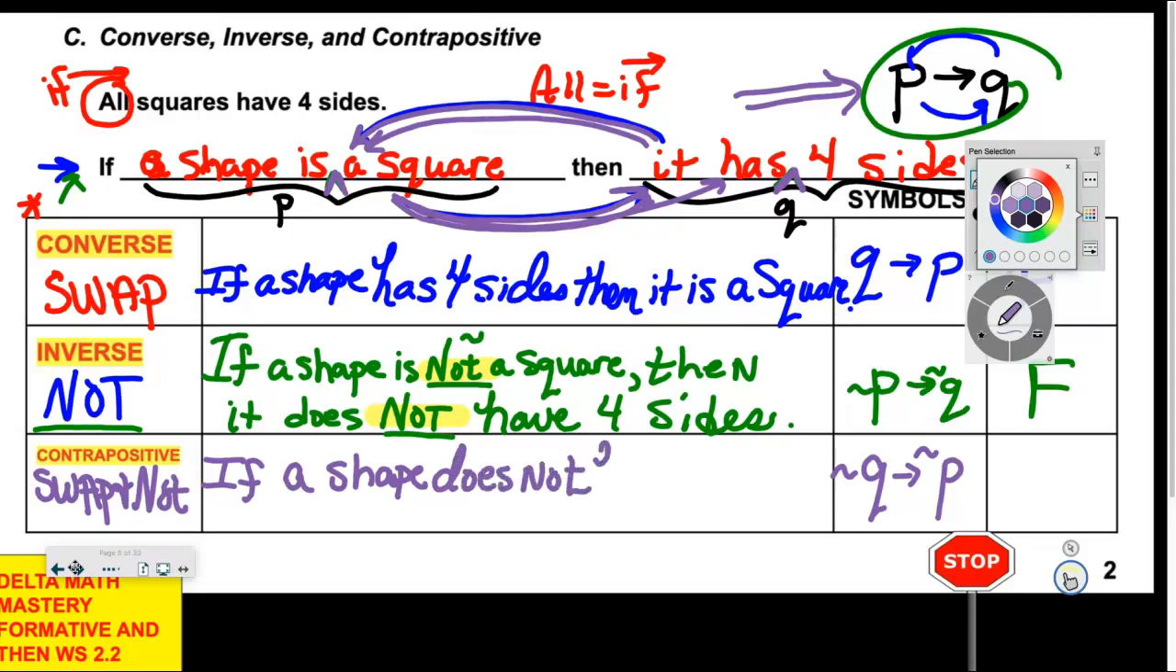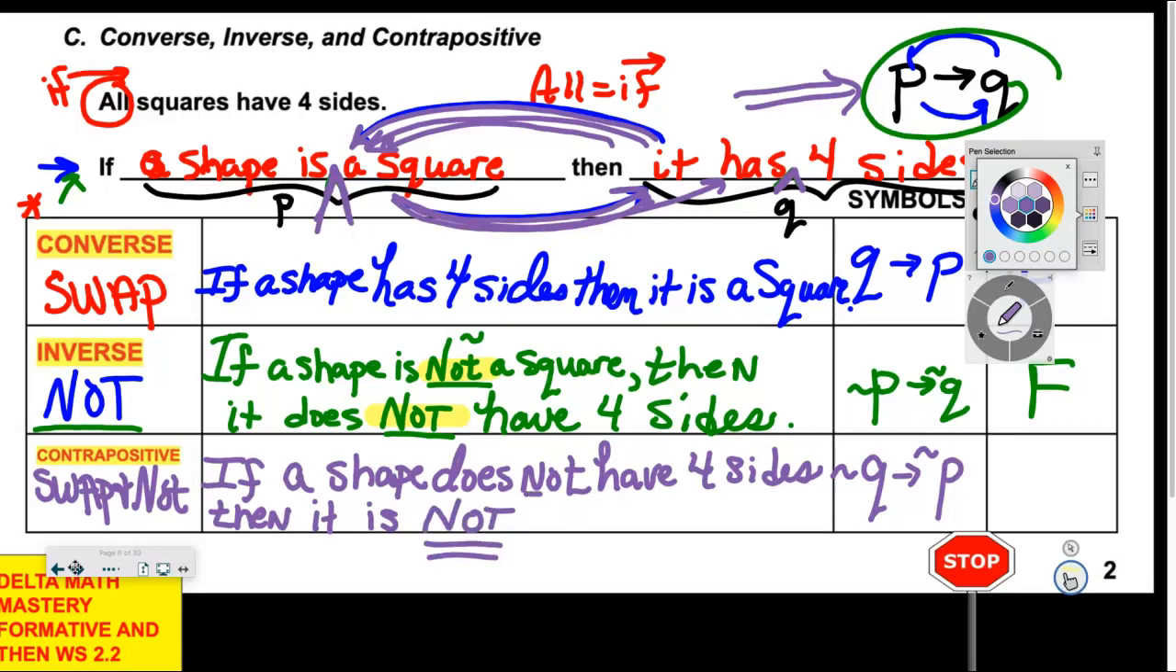Does not have 4 sides. Then now I'm going to go back to this first statement and say it is, but I'm going to negate it at the same time, is not. You see these 2 knots? And it was swapped. Then it is not a square. Let's read that for its truth value.